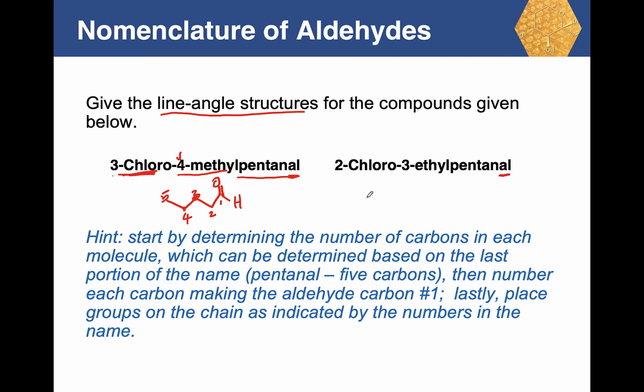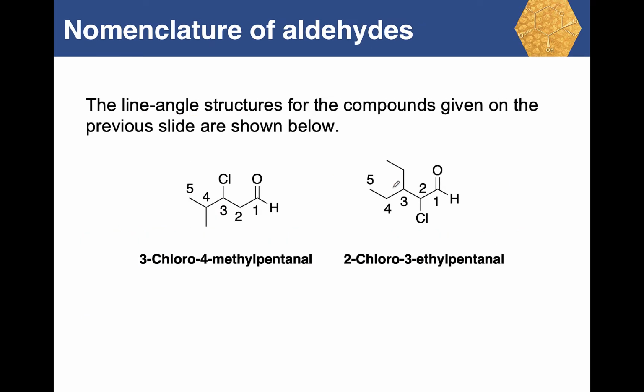So again, we have 5 carbons. Don't forget that H. So we have 1, 2, 3, 4, and 5 carbons for pentane. And then on carbon number 2 is a chlorine, so put a chlorine right here. And on carbon number 3 is an ethyl, so put an ethyl, 2 carbons right here. So let's look at the answer.